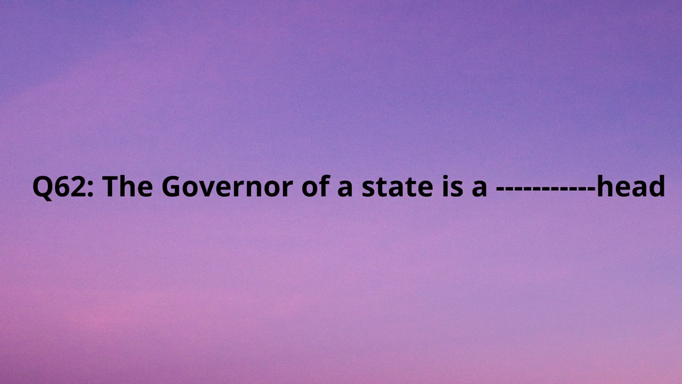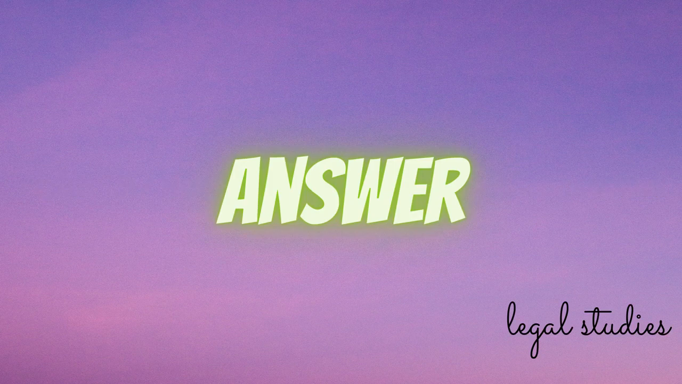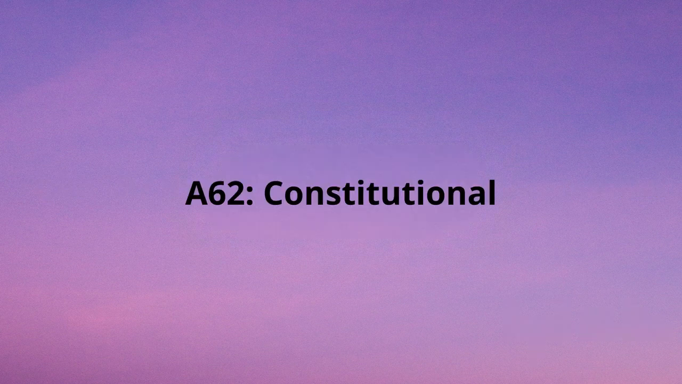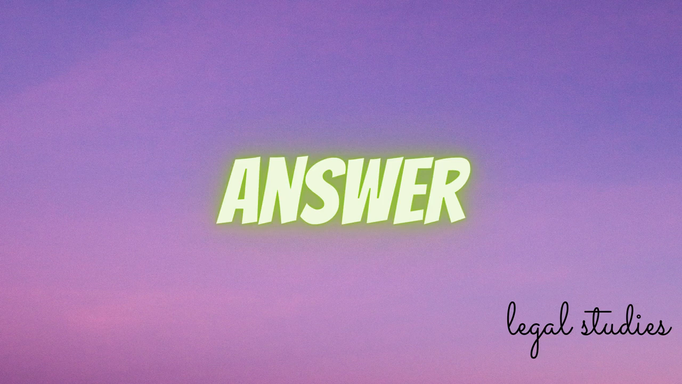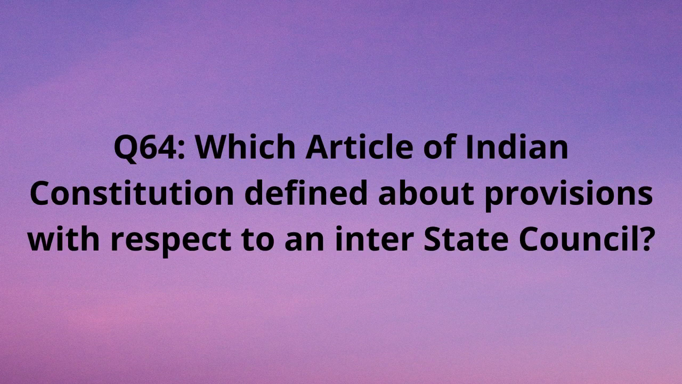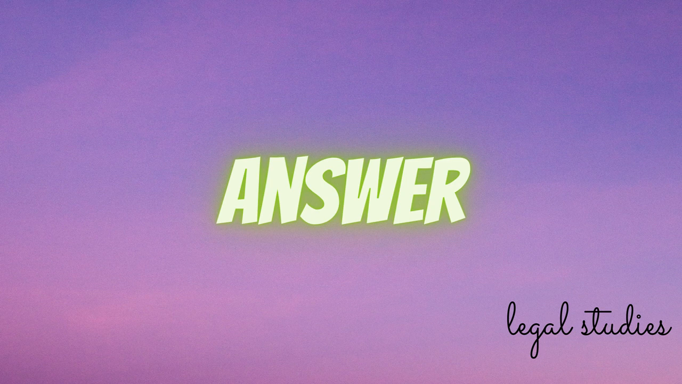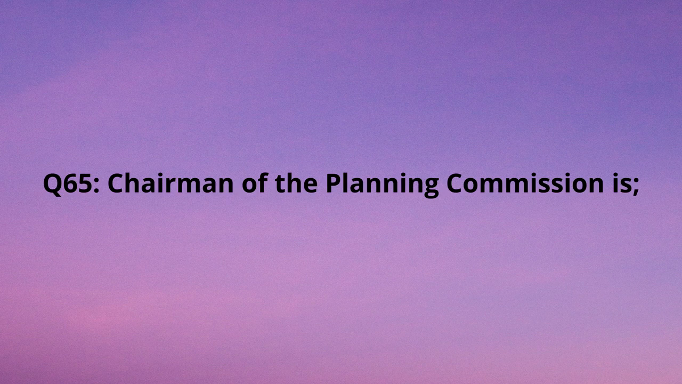Question 62. The governor of a state is a dash head. Answer 62. Constitutional. Question 63. The governor of a state can reserve a bill for the consideration of the president. Which article of Indian Constitution provides this power? Answer 63. Article 200. Question 64. Which article of Indian Constitution defines provisions with respect to an interstate council? Answer 64. Article 263.